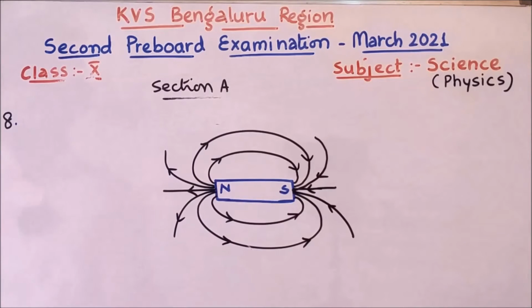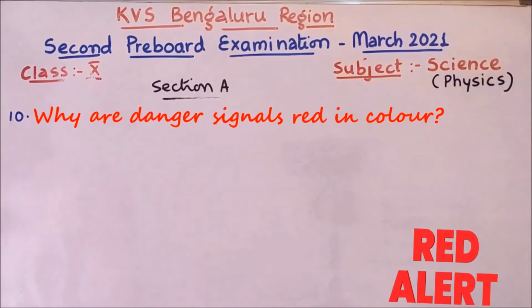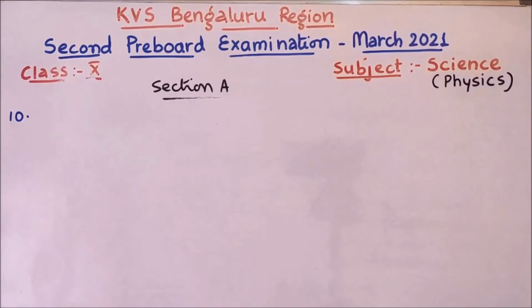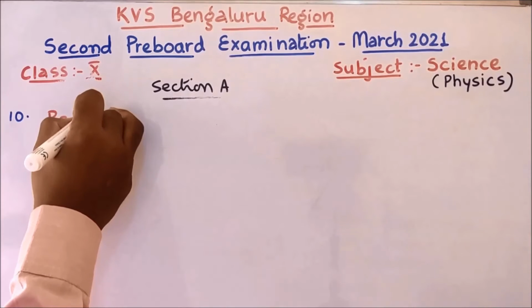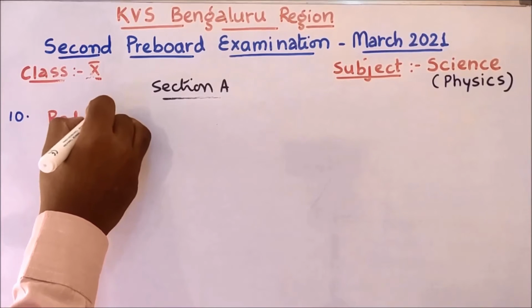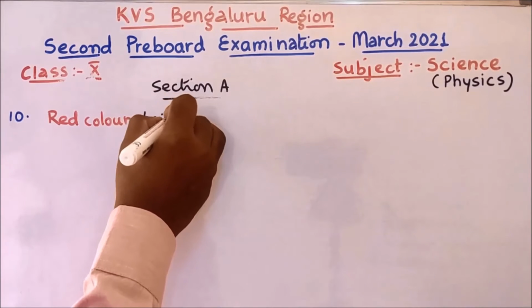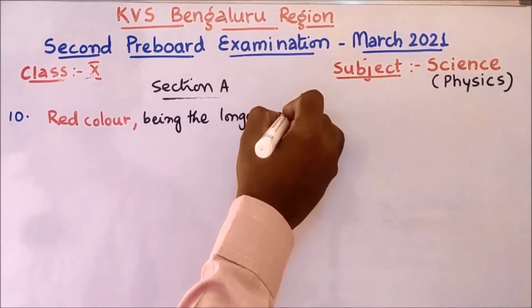Question number 10 of the question paper. The question is, why are danger signals red in color? One mark question. So what shall we write? Let's describe red. So let me write red with red. Red color being the longest wavelength.